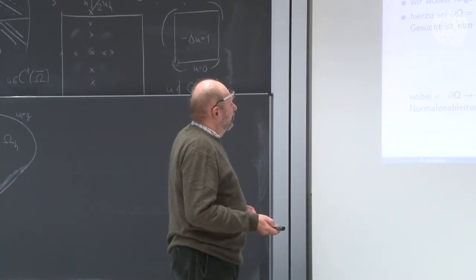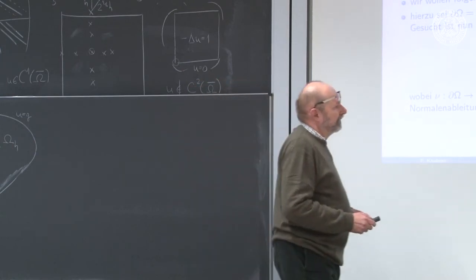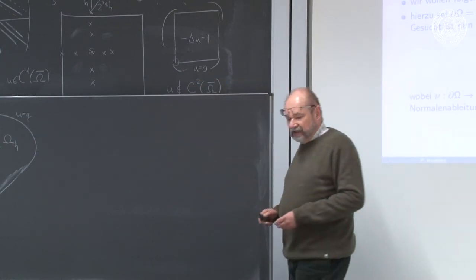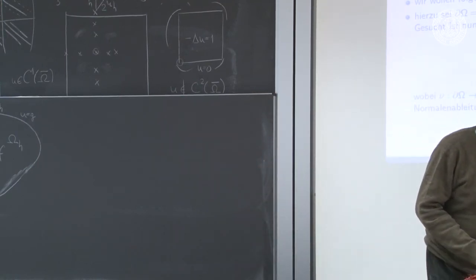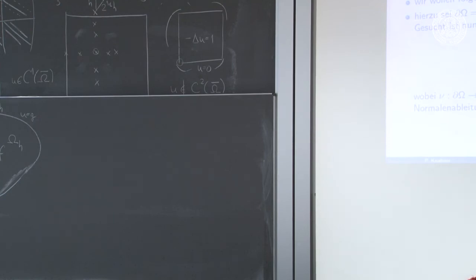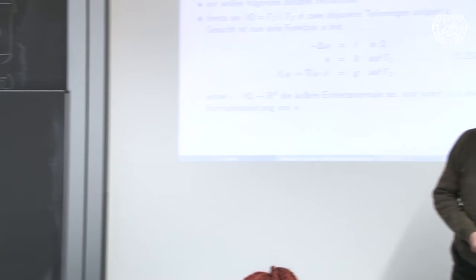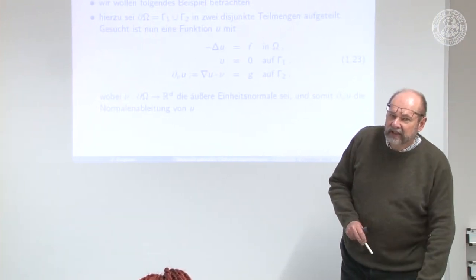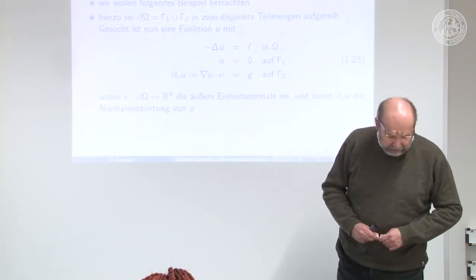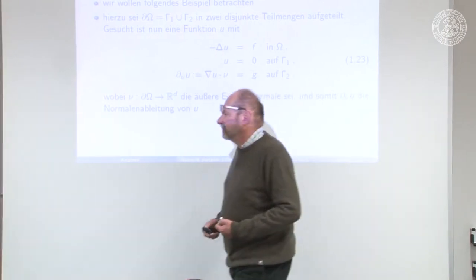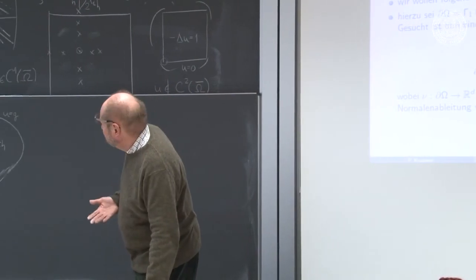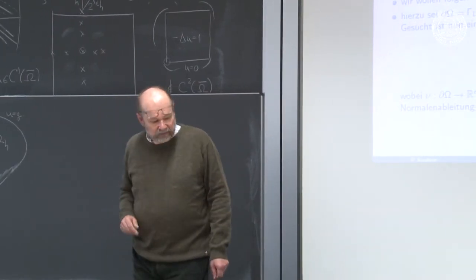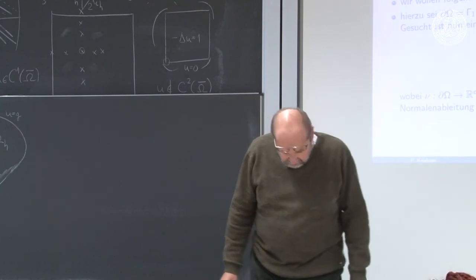Okay. Now let's have a look at other boundary conditions. In the introduction, I already said that the Dirichlet boundary condition, if we do not look at mechanical problems, at displacement problems, is a pretty unnatural boundary condition. Much more natural is a flux boundary condition, which in our special case of the Laplacian just reduces to a Neumann boundary condition. So we prescribe the derivative in the normal direction.